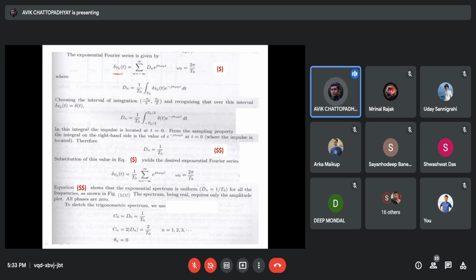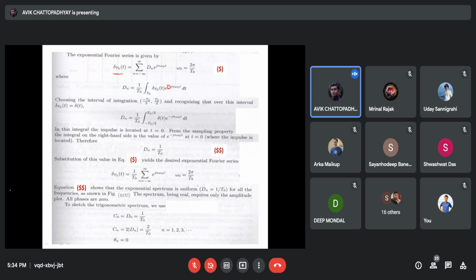And I always mention that you should note the difference. When you are writing the analysis equation, you have to use a negative sign in the exponent of the exponential. When you are using the synthesis equation, you have to write the plus sign in the exponent of the exponential. Don't make a mess of it. Otherwise, things are not going to work, at least as far as the definition is concerned.